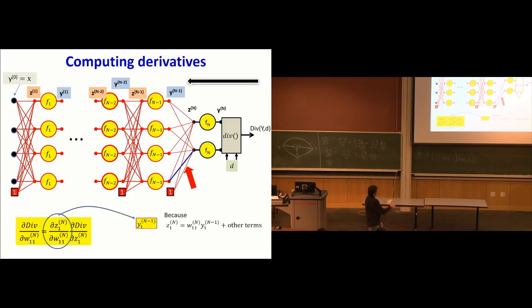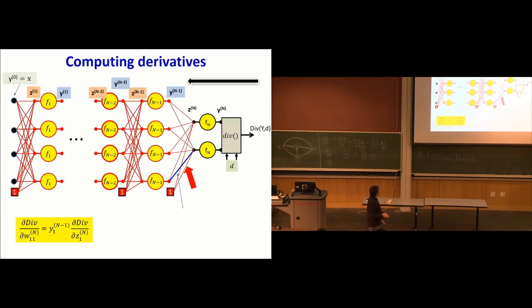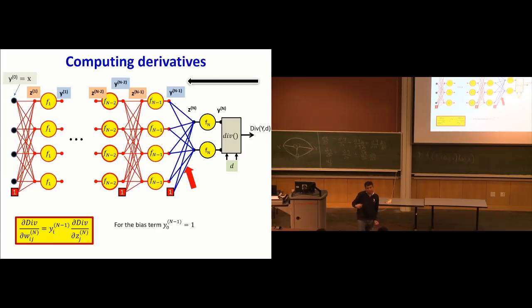Now, you know that z equals weight times the previous y, right? So this z is going to be this output times this weight plus a bunch of other terms. So if I take the derivative of this z with respect to this weight, it's simply going to be this output. This is going to be y1 of n minus 1, which of course we computed in the forward pass. So you have the derivative of the divergence with respect to this weight computed using the chain rule in this manner, right? And I can generalize this for all of my weights. In general, for all of the weights in this layer, it's going to be exactly the same equation applied over and over again, right? So far we're good.